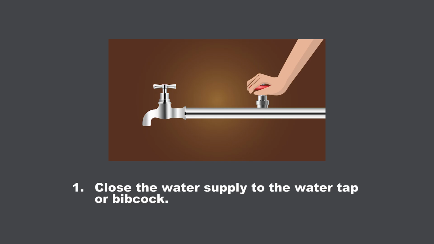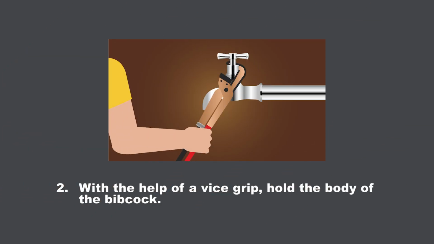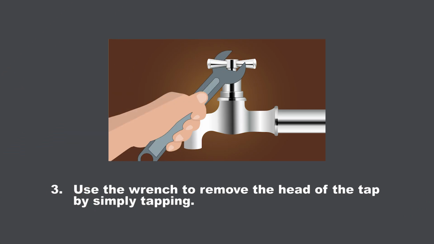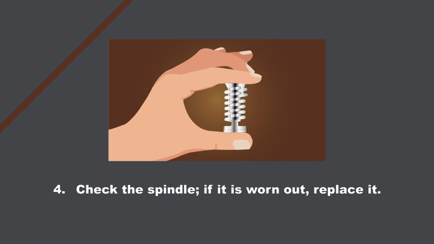Okay students, now we talk about repair of fixtures, especially bibcock. Here is the procedure to be applied for repairing. First one, close the water supply to the water tap or bibcock. Second one, with the help of a vice grip, hold the body of the bibcock. Third one, use the wrench to remove the head of the tap by simply tapping. Fourth one, check the spindle if it is worn out and replace it.